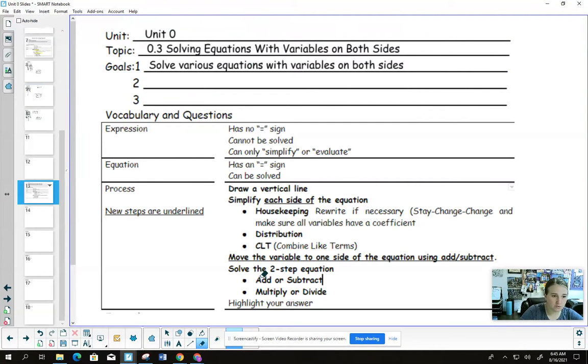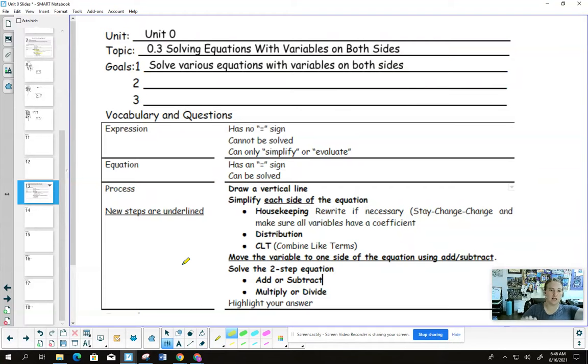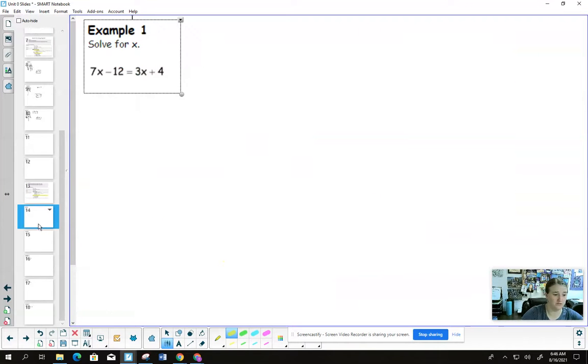So kind of talking through this here, again, we know basically the basic steps of how to do this. The new thing that we need to think about is we need to get our x's to one side and our constants to the other, yeah? So right here it says move the variable to one side of the equation using add or subtract, whatever we need to do. We'll move our constant to the other side. And then once we get to that point, it's just like we've been working with. So we're going to add on one more step here, though it is going to be combined with a couple different things. So let's go ahead and look at example 1.